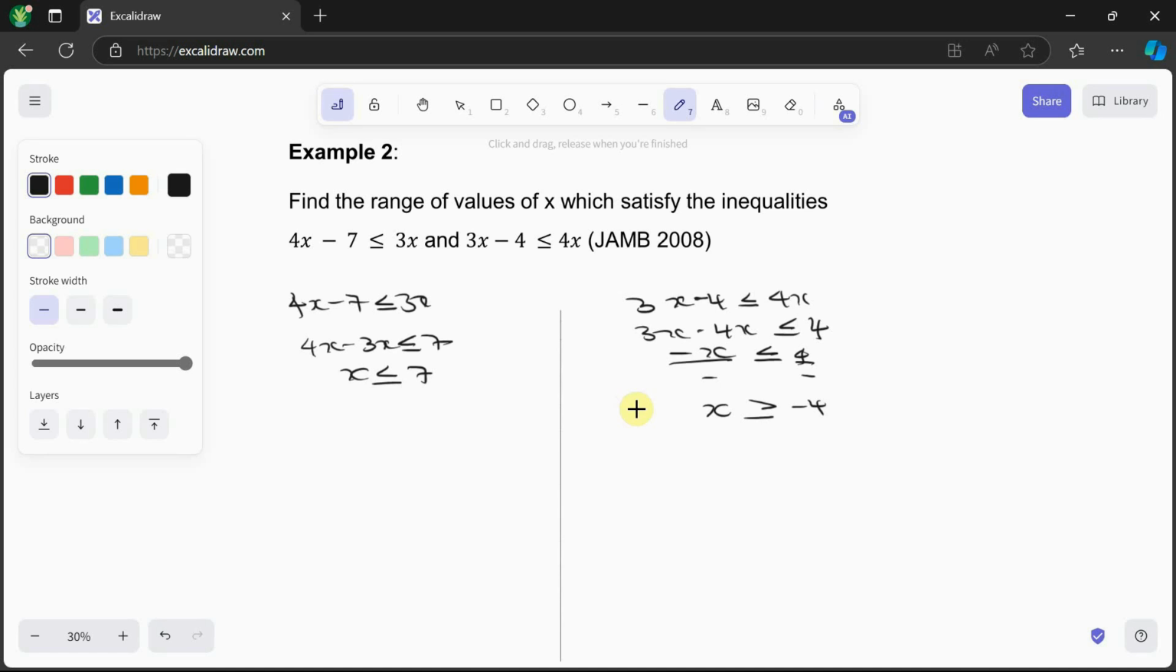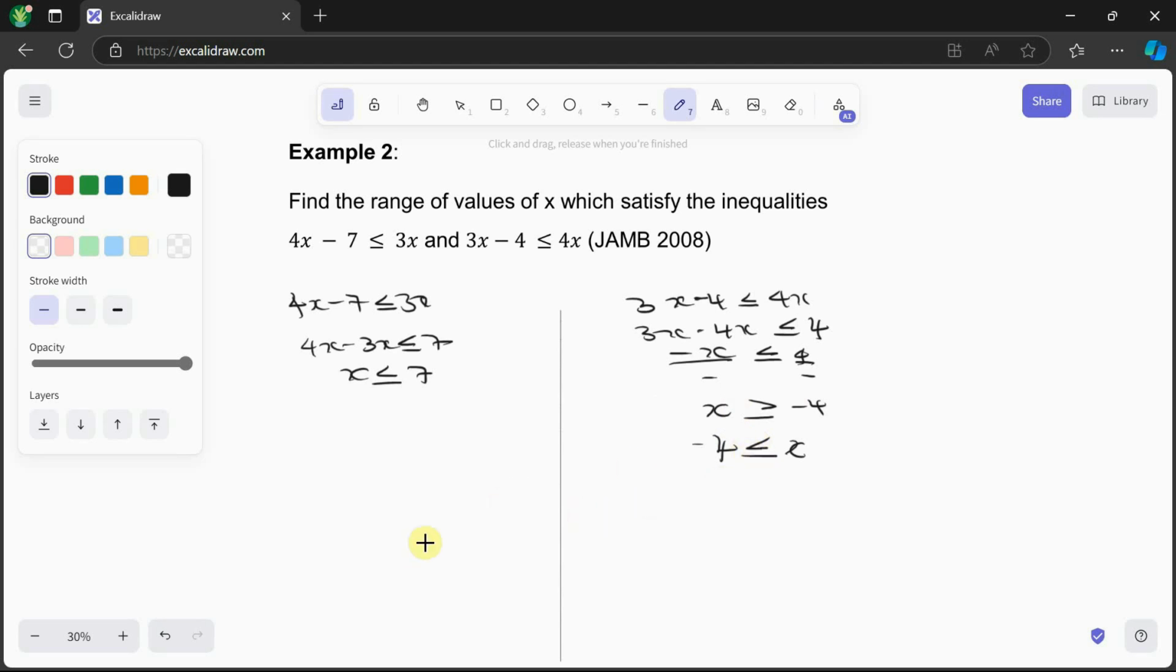How do we join them? Which of these two is lesser? This is lesser. What will happen to the lesser one is that I'll just flip the sides, and if I flip the sides, I also flip the sign. So -4 will come here and x will come here, and the sign will change. That'll be -4 is less than or equal to x. I just flipped both sides and the sign also changed.